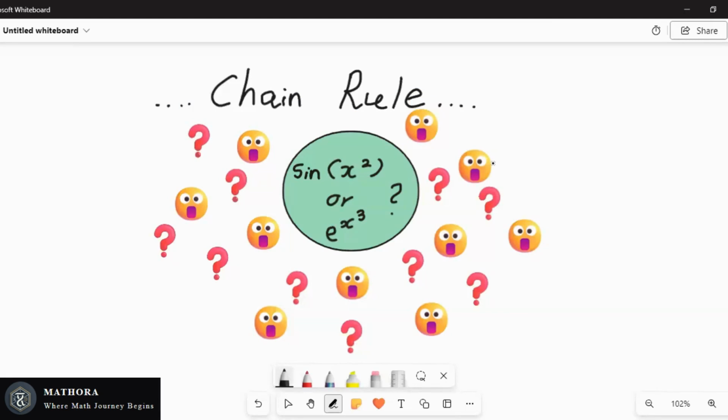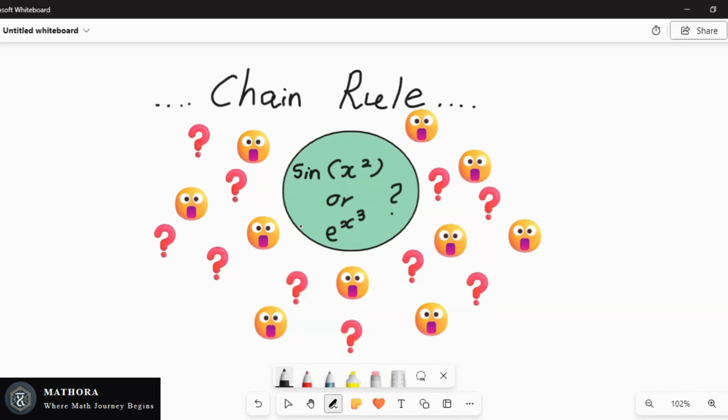Have you ever wondered how to differentiate complex functions like sine x squared or e to the power of x to the power of 3? Well, today we are going to make that super easy with the chain rule. Let's jump right into it.